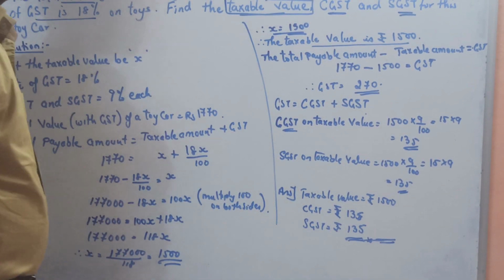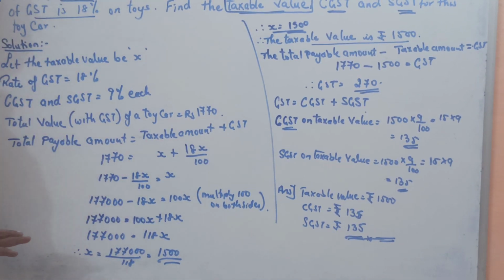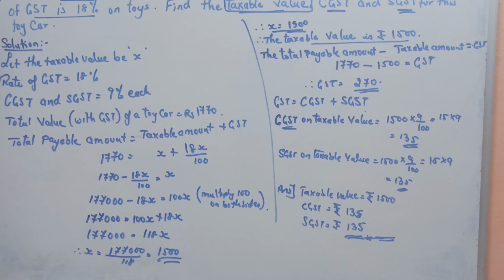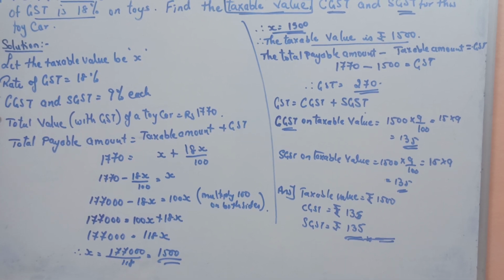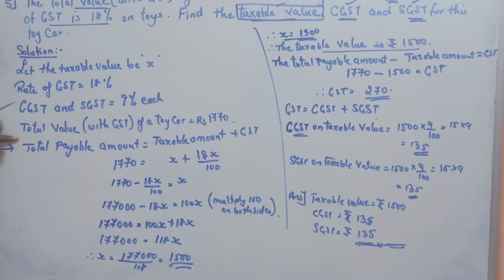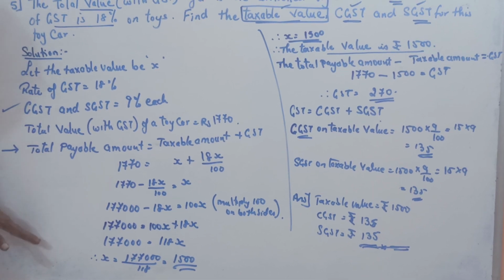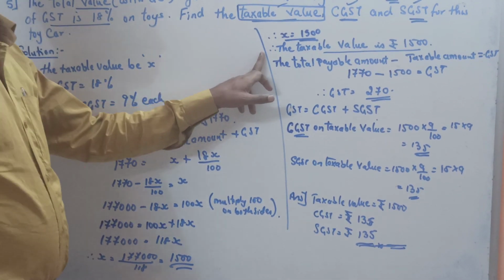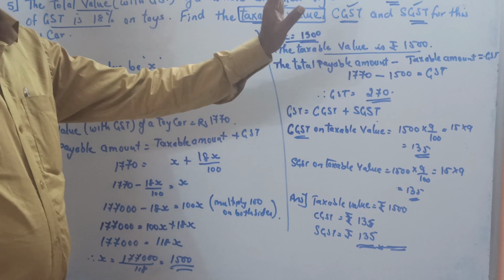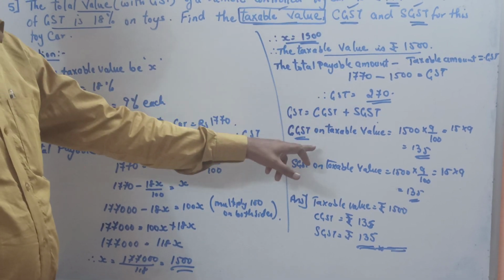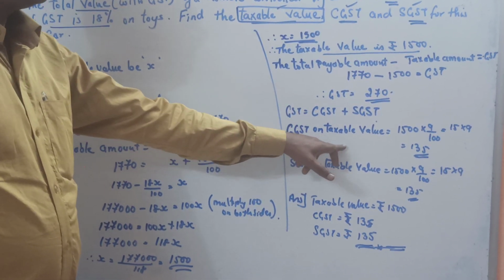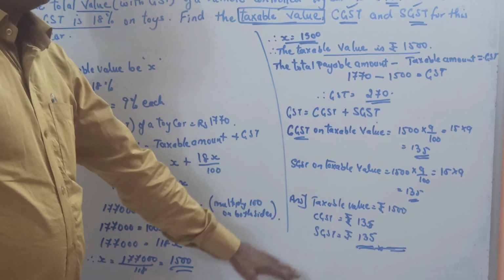But pay attention, when you solve, you have to solve step by step. First, all the given things are written over here. Then find out the total payable amount. You will take the formula, complete it, and find the value for X. The value for X will be the taxable amount, and then the payable amount, then CGST, then state GST, and we'll finish it.